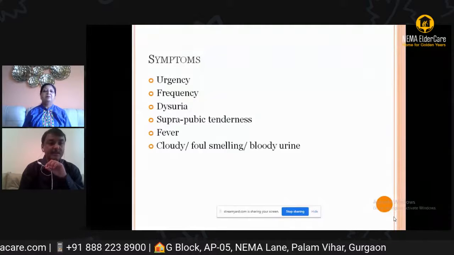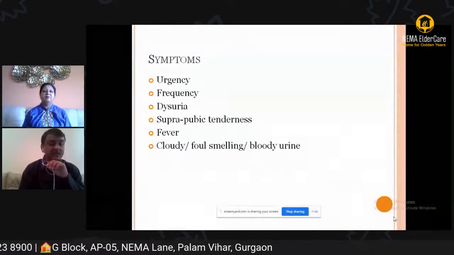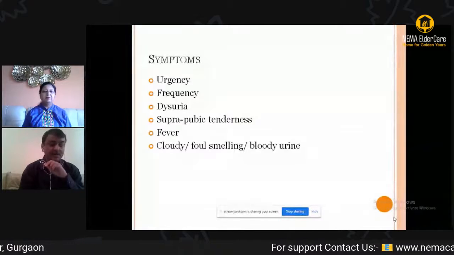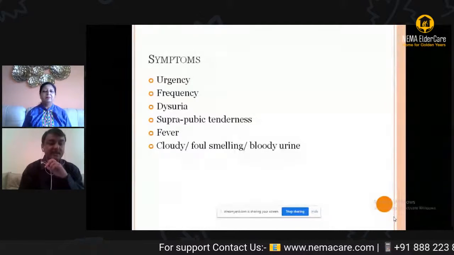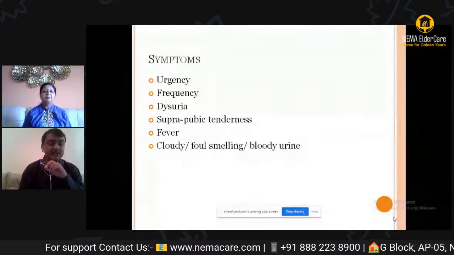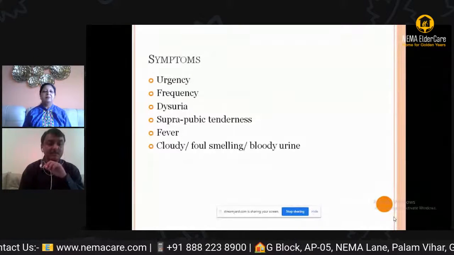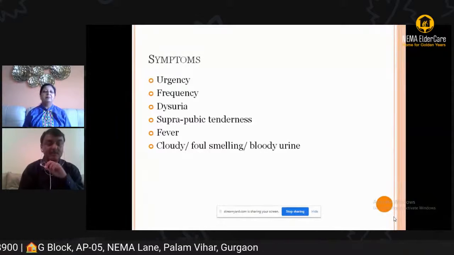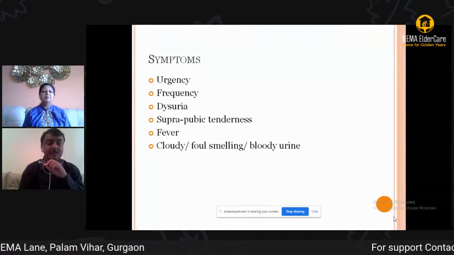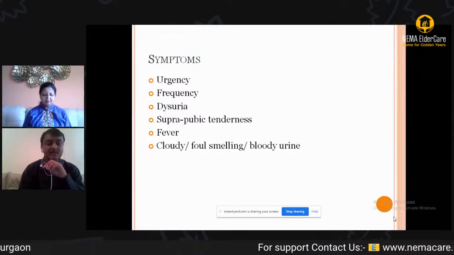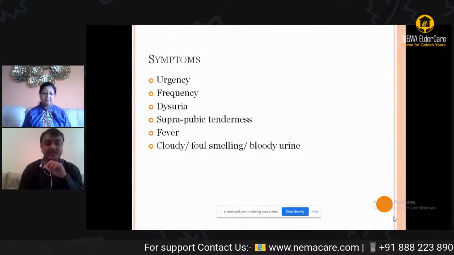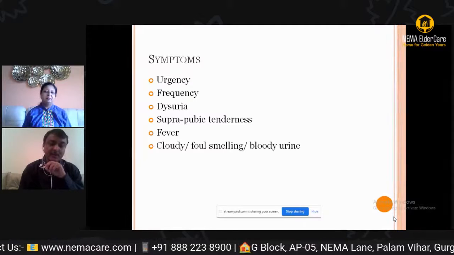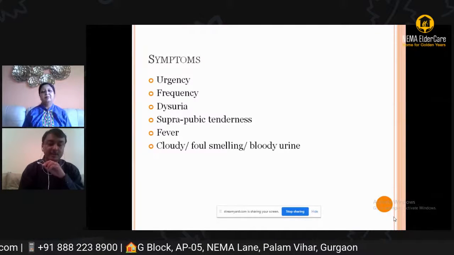Coming to the specific symptoms, it includes fever, maybe more than 38 degrees Celsius, or associated with chills. There may be symptoms of dysuria, that is pain while passing urine. There may be frequency, that is the patient has to go very frequently to pass urine, or there may be urgency, that is once there is an urge to pass urine, the patient has to go immediately to void urine, and he cannot hold the urine for a very long time.